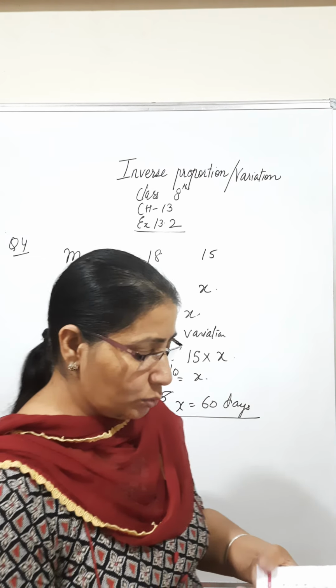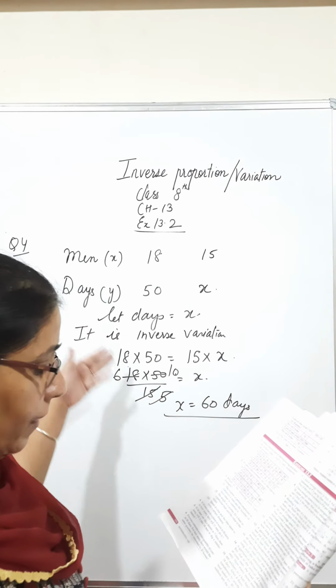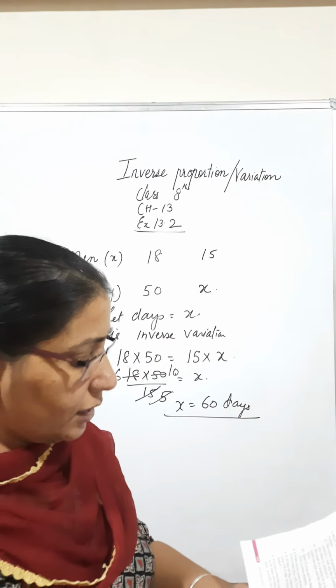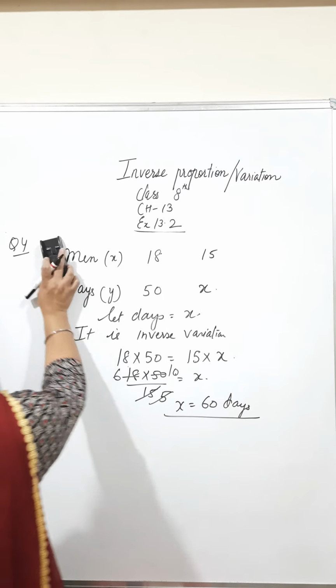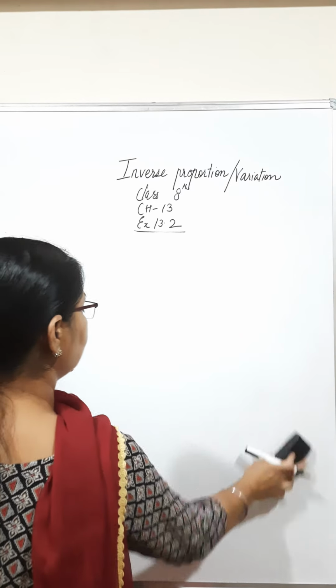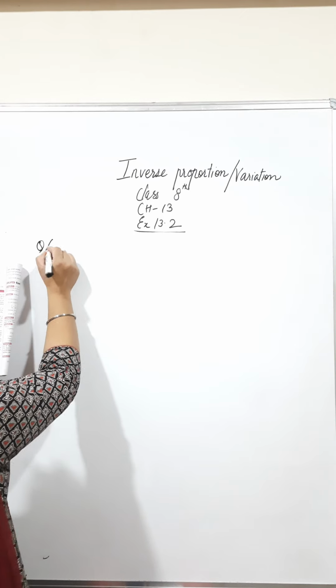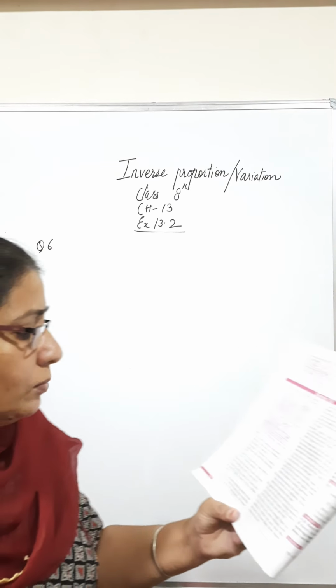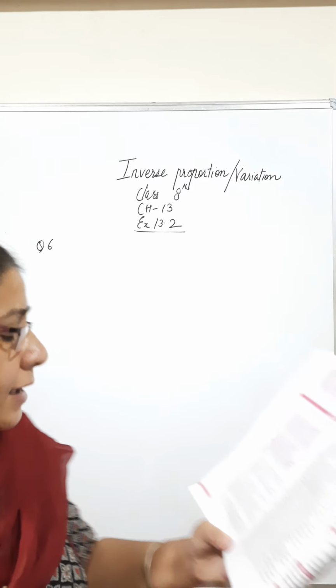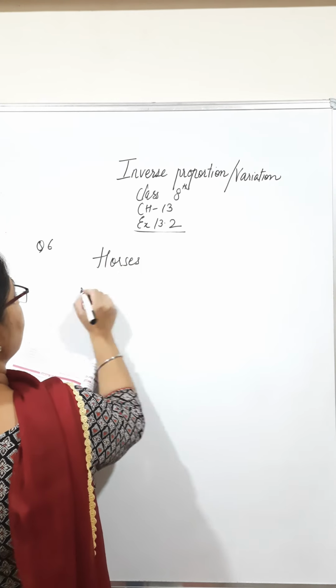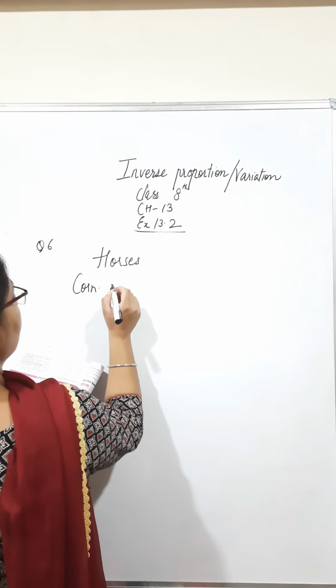Same way beta, you can do the next one. Again there are 24 men and 7 days. Next is 8 horses consume a certain quantity in question number 6. See question number 6 beta. In question number 6, what does he say? He says 8 horses consume a certain quantity of corn in 50 days. So what do we have here? Horses, and corn consumed in days.